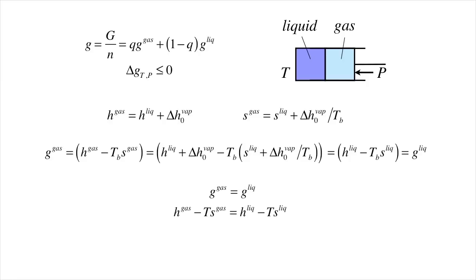Finally, a third way to think about this, as we did previously, is directly in terms of the entropy of the universe. If G gas equals G liquid, then any reduction in the entropy of the system due to condensation of the gas to the liquid is accompanied by a decrease in enthalpy that exports heat to the environment and results in an equal and opposite increase in entropy of the surroundings. Thus, the overall entropy of the universe is maximized when G gas equals G liquid.